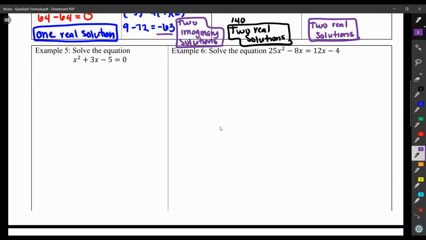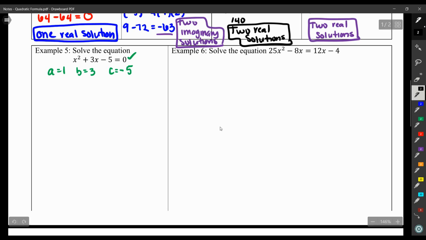So 5, 6, and the rest of this is going to be actually solving these quadratic equations using the quadratic formula. So the first example, number 5, we need to make sure that we're always equal to 0 and in standard form. So we are in fact equal to 0, and then I know that A is going to be a 1, B will be a 3, and C will be a negative 5. Make sure you take the negative signs with you.